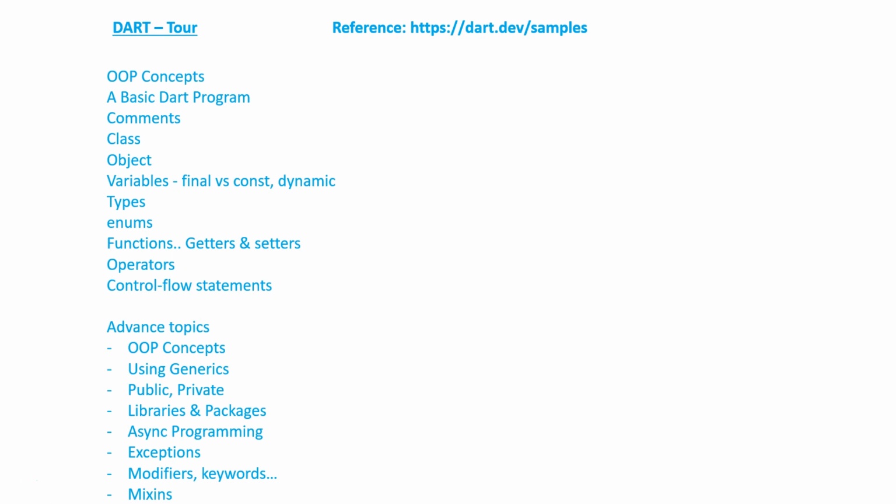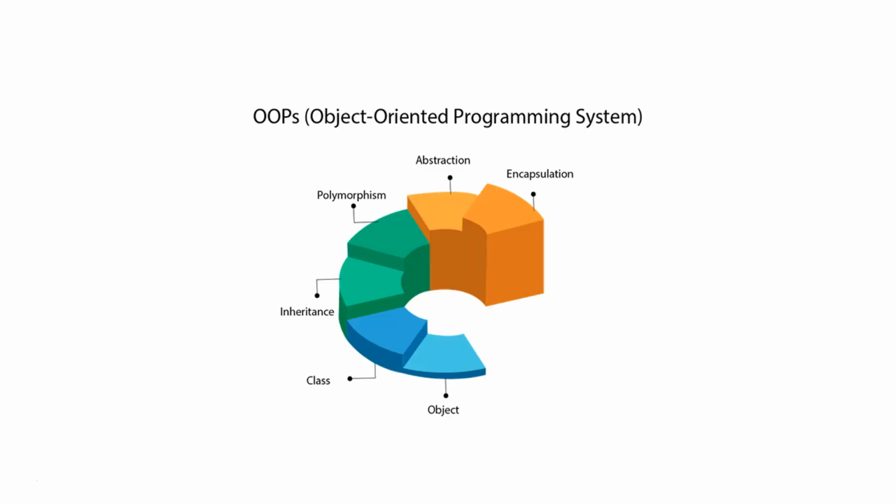Now we are going to review very high-level Dart concepts required to get you started with Flutter, because Flutter uses the Dart language to build all of its components. So we'll start with the OOPS concepts. These are the 6 fundamental building blocks of object-oriented programming: object, class, inheritance, polymorphism, abstraction, and encapsulation.